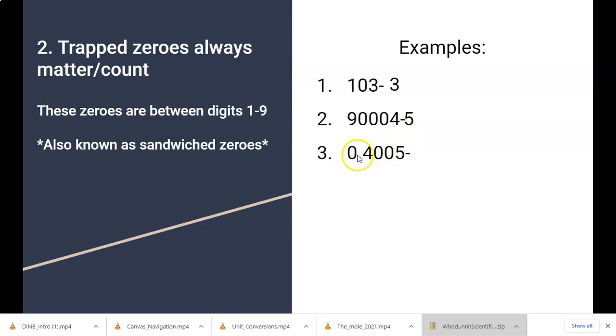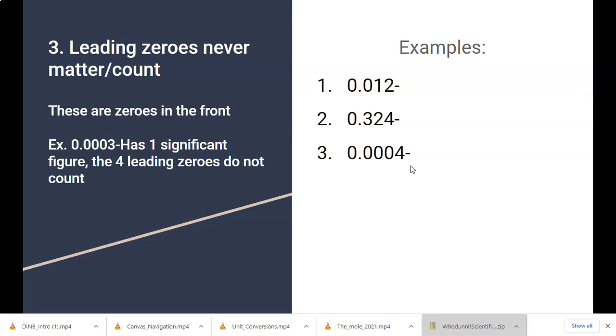And then I have 0.4005. Because I have a 4 and a 5, those are significant. And then I have 2 zeros caught up between them. They're significant. This front zero doesn't count. We're going to talk about him in a minute. So I have 4 significant figures.